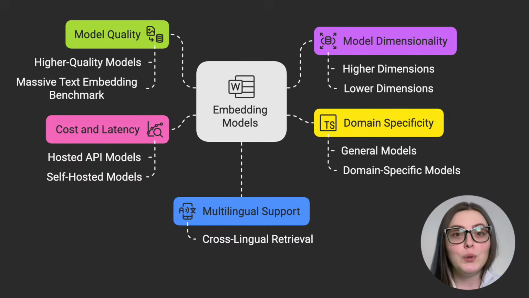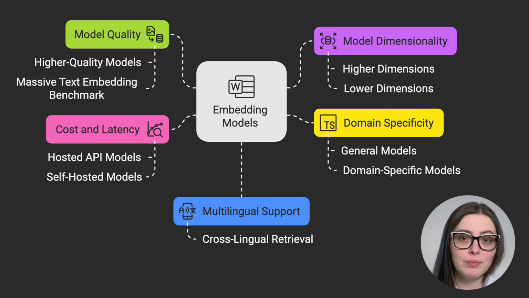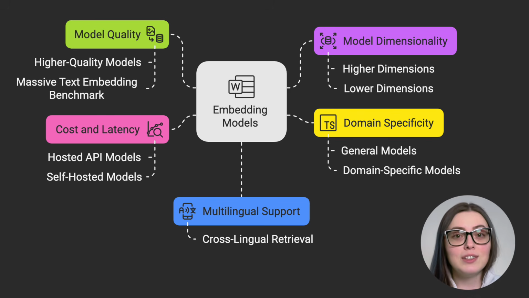Embedding models are really important in RAG architecture. Your choice of embedding model directly affects retrieval quality. So we need to consider a range of different factors. Model quality. Higher quality models generally produce better embeddings. Check the Massive Text Embedding Benchmark leaderboard for different comparisons, but popular options include OpenAI's text embedding, Cohere's embed English, and open source models like BGE and E5.